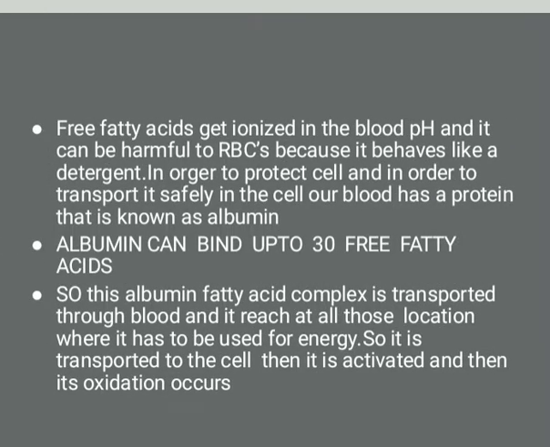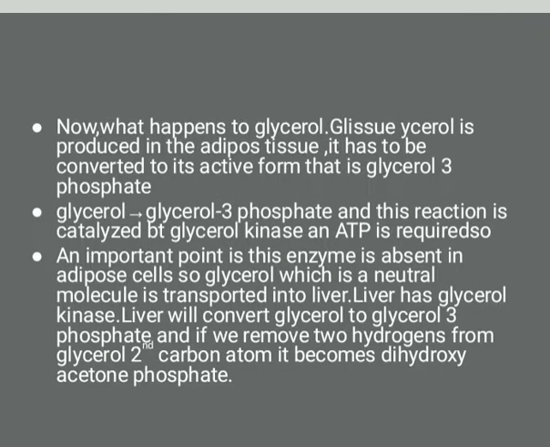We have seen that the free fatty acids bind with albumin and form the fatty acid albumin complex, and it is transported through the blood. The second thing that is formed is the glycerol. So what happens to the glycerol? Glycerol is converted to glycerol 3-phosphate, and this reaction is catalyzed by glycerol kinase, and ATP is required. An important point is that this enzyme is absent in the adipose cell. So glycerol, which is a neutral molecule, is transported to the liver. Only the liver has glycerol kinase. Adipose cells do not have glycerol kinase.